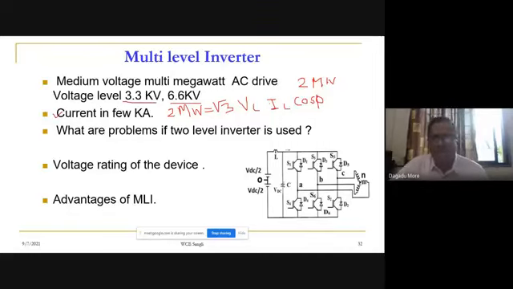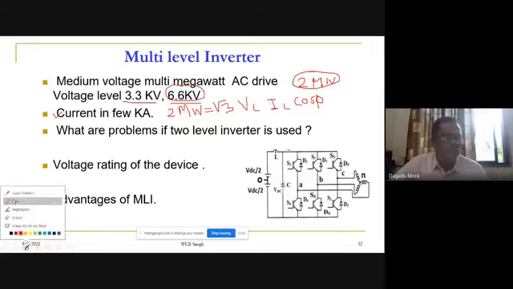Now let us take a very specific case: we have a 6.6 kV, 2 megawatt motor. And now we want to have a 2-level inverter. This is the inverter we have shown.